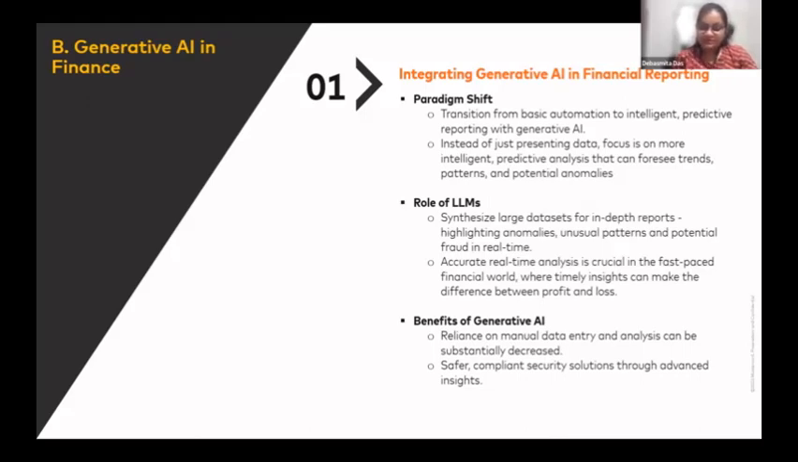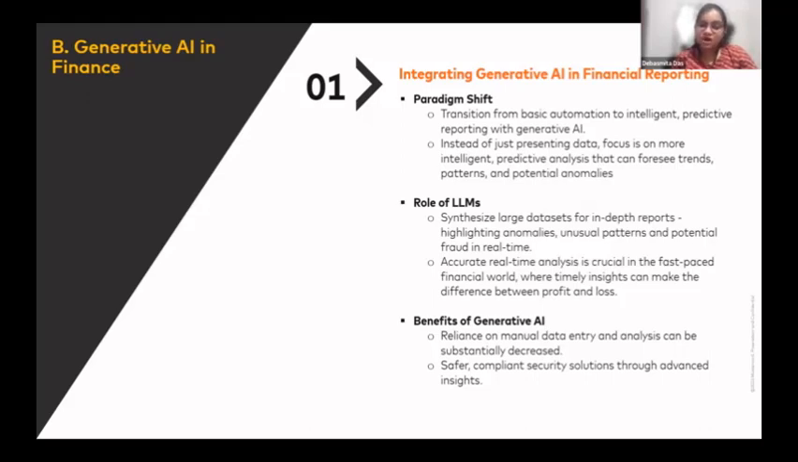They are not about just presenting numbers. They can also highlight anomalies, unusual patterns, and even potential fraud in real time. This real-time analysis is super crucial in this fast-paced financial world. In our industry, timely insights can make the difference between a huge profit and loss in dollar amounts. So LLMs can empower us to react swiftly to any kind of risks that are happening or any changing regulations that are taking place.